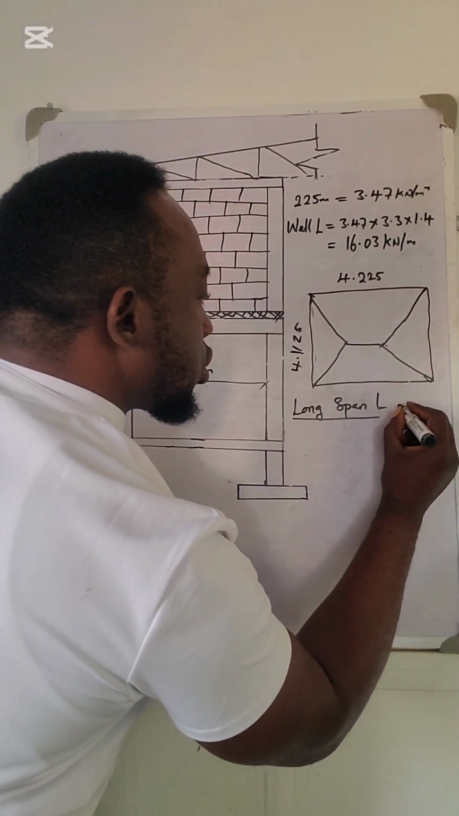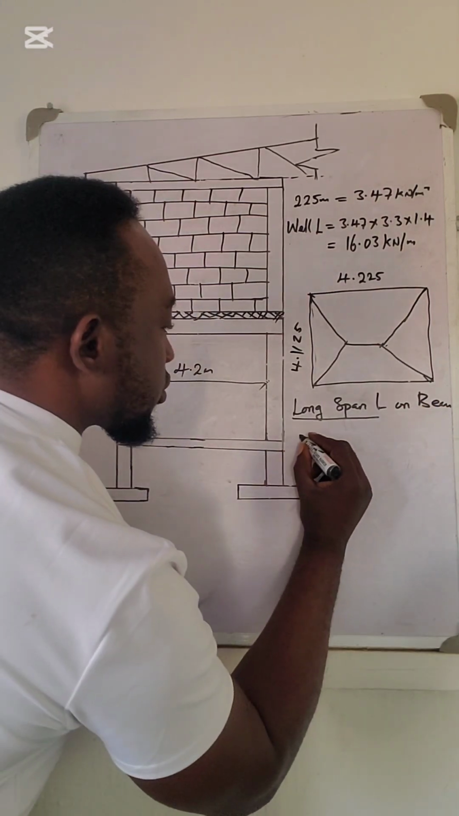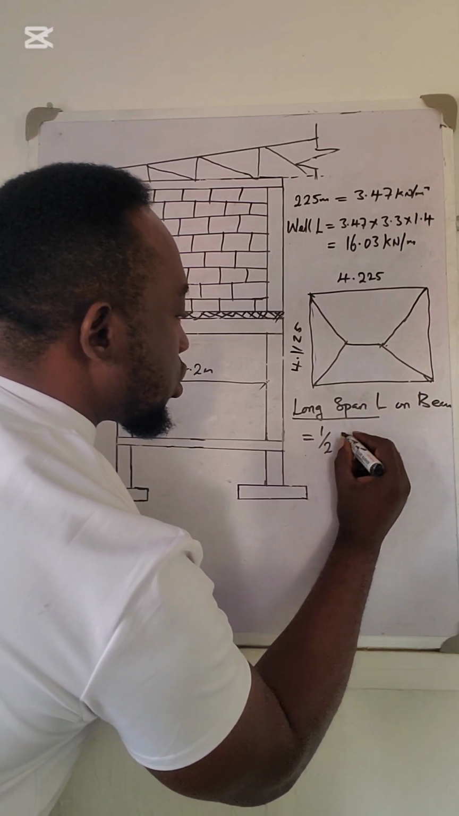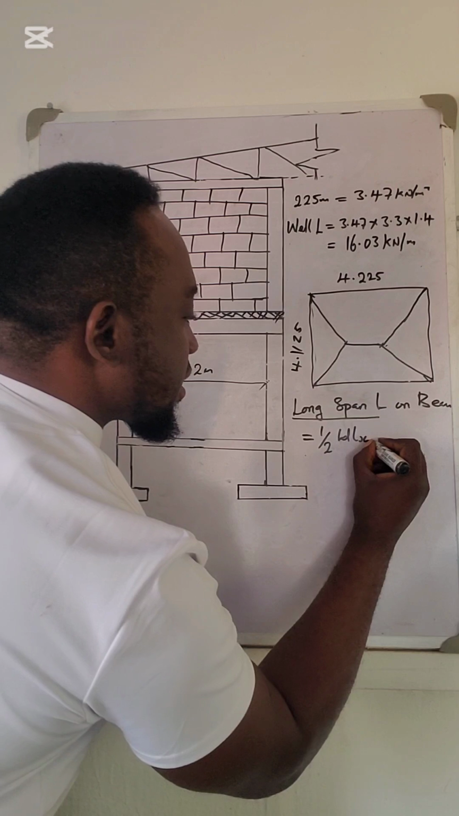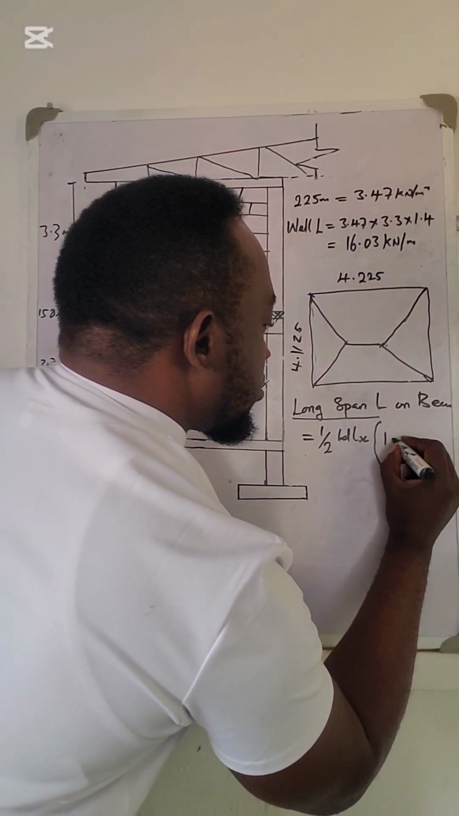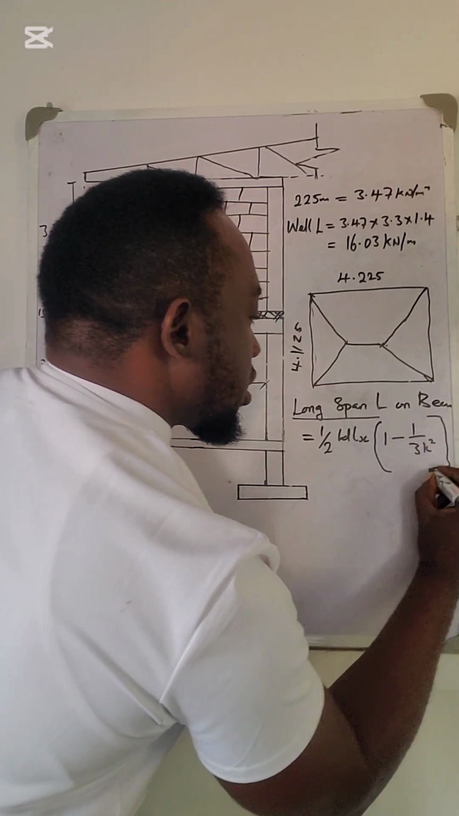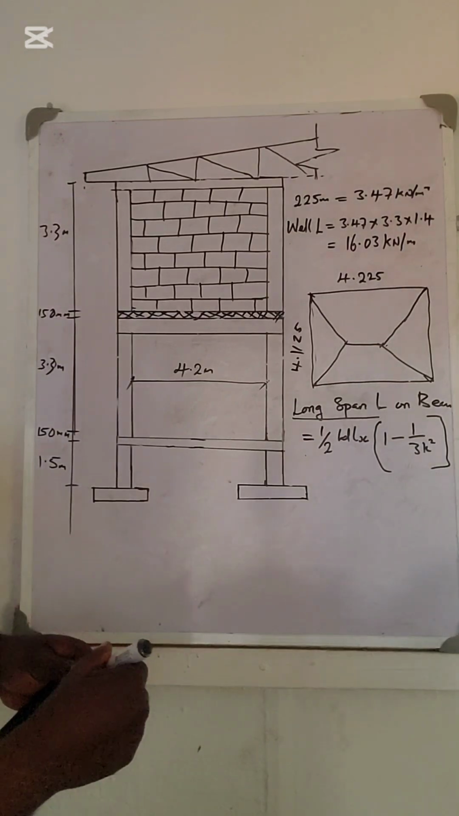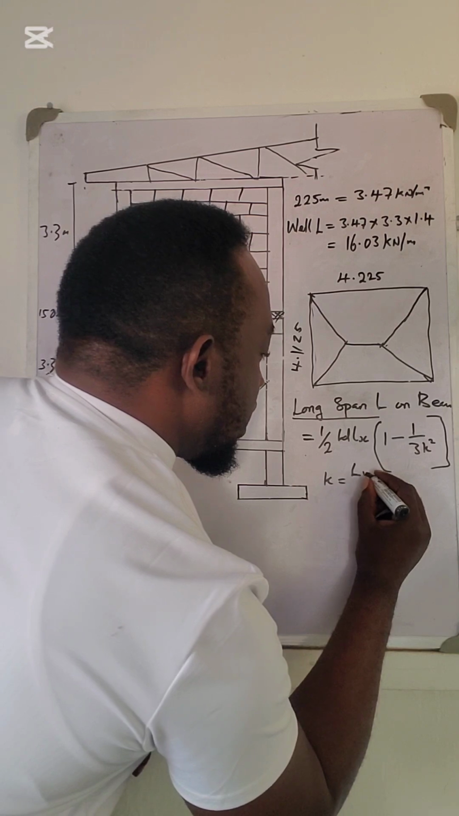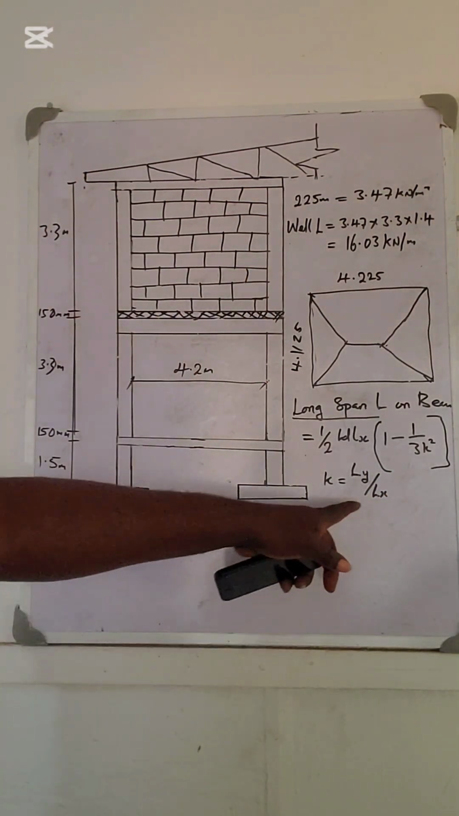load on beam. We have the formula to be load is equals to 1/2 WLX multiplied by 1 minus 1/3K squared. What is our K here? K is equals to LY over LS. That's the ratio of our LY over LS.